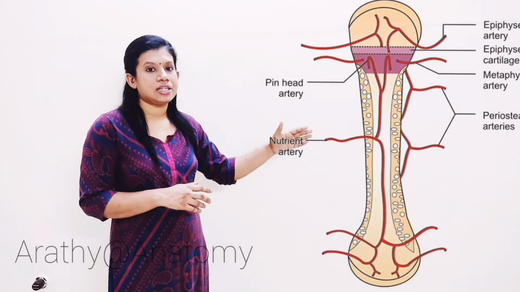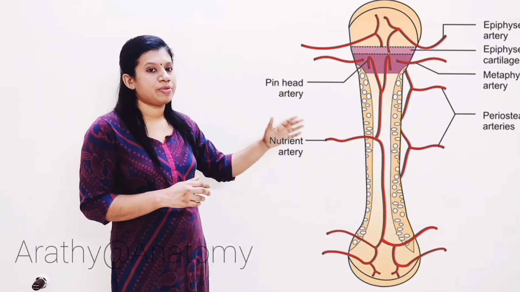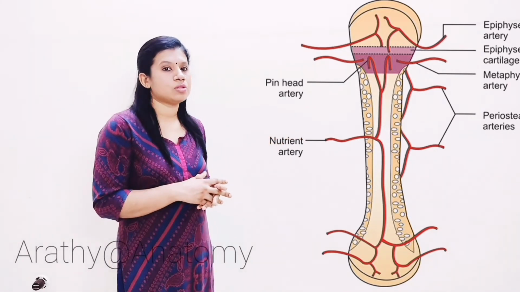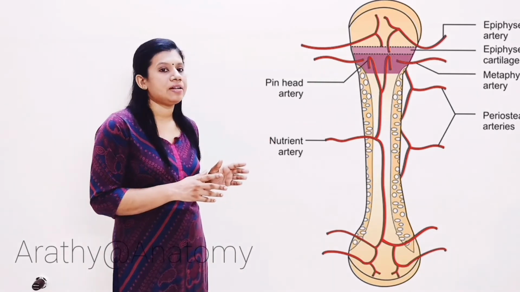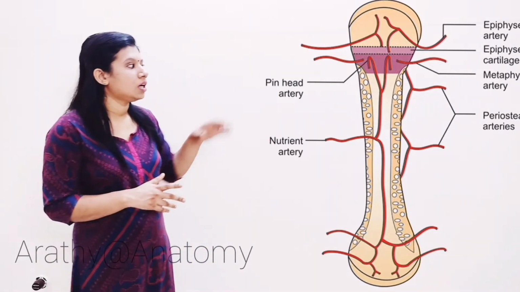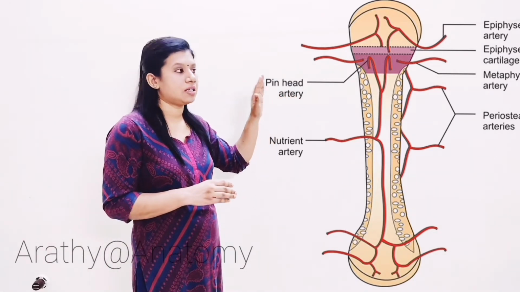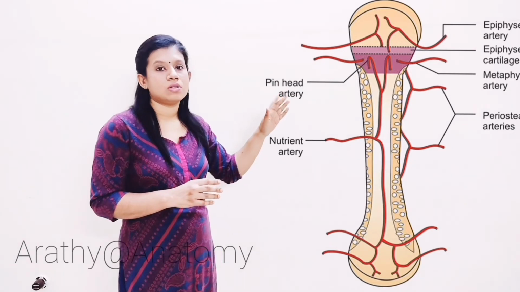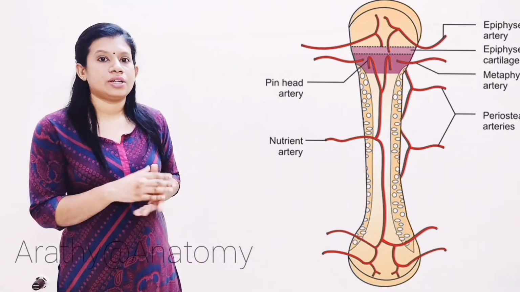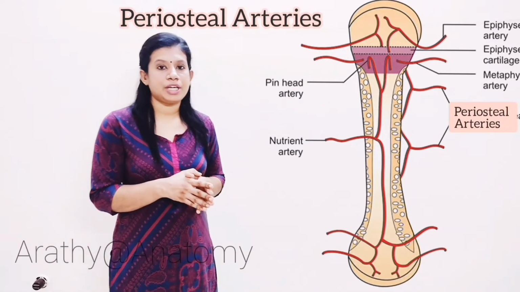Each ascending and descending branch gives numerous parallel branches. It reaches the epiphysis and forms an anastomosis with the epiphyseal, metaphyseal and periosteal arteries. And this nutrient artery mainly supplies the marrow cavity, it supplies the metaphysis, and also it supplies the inner two-third of the cortex.